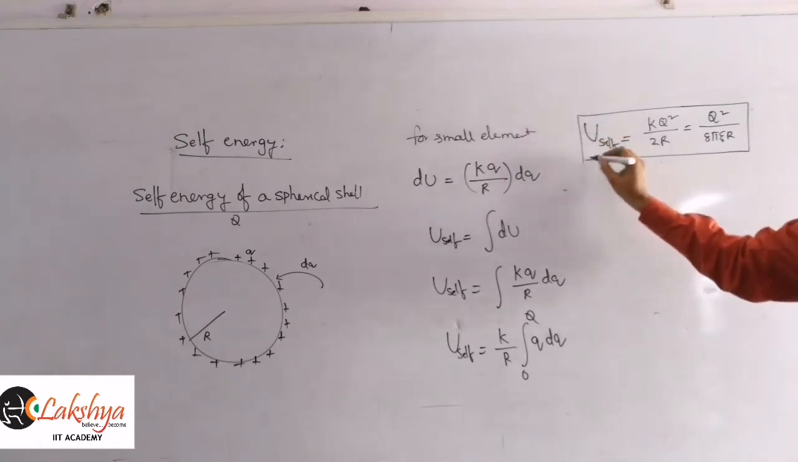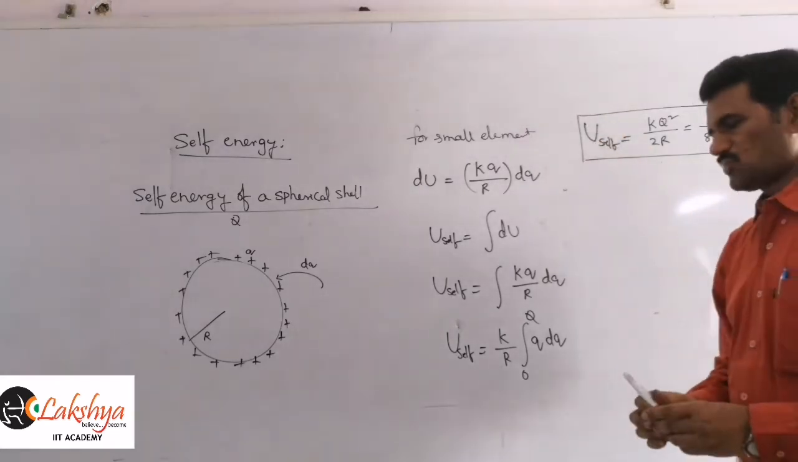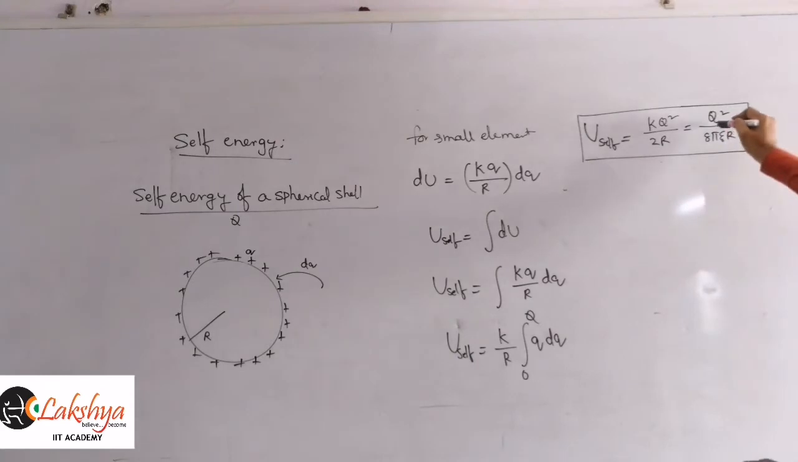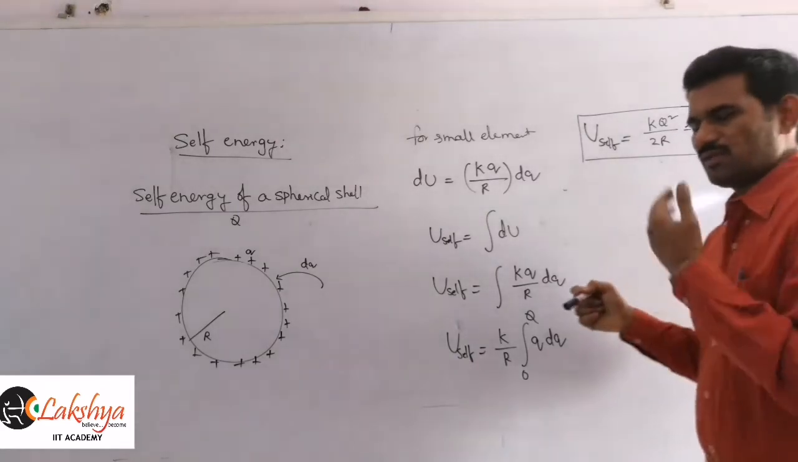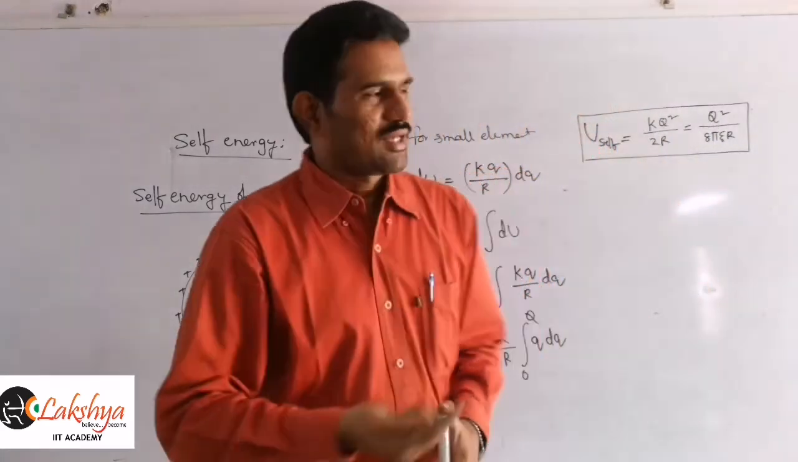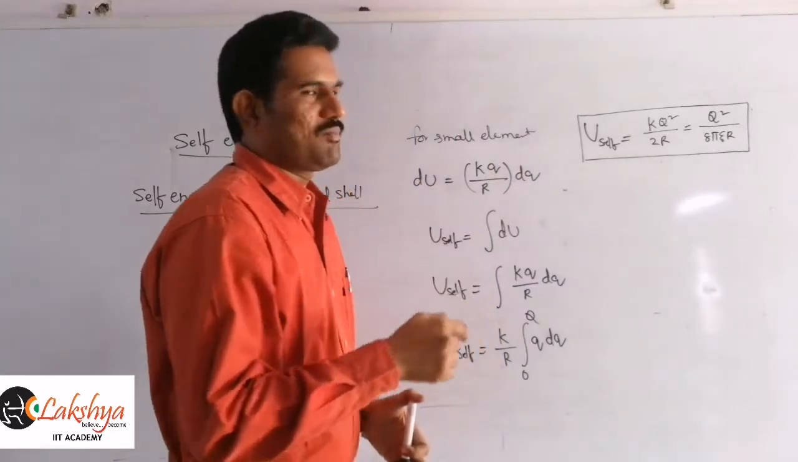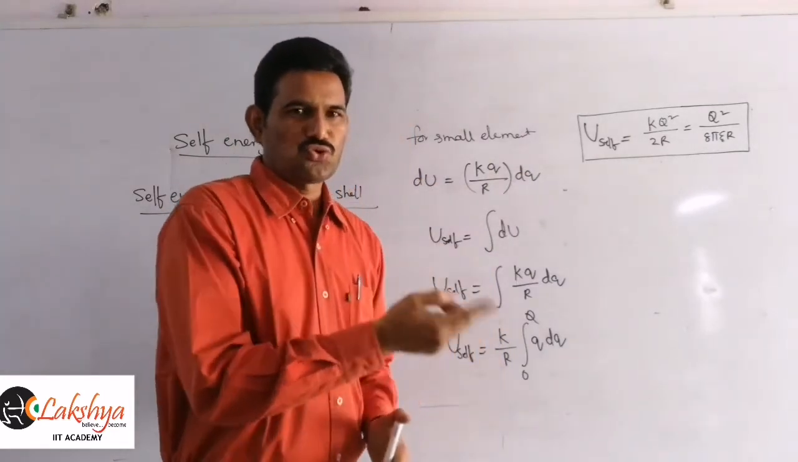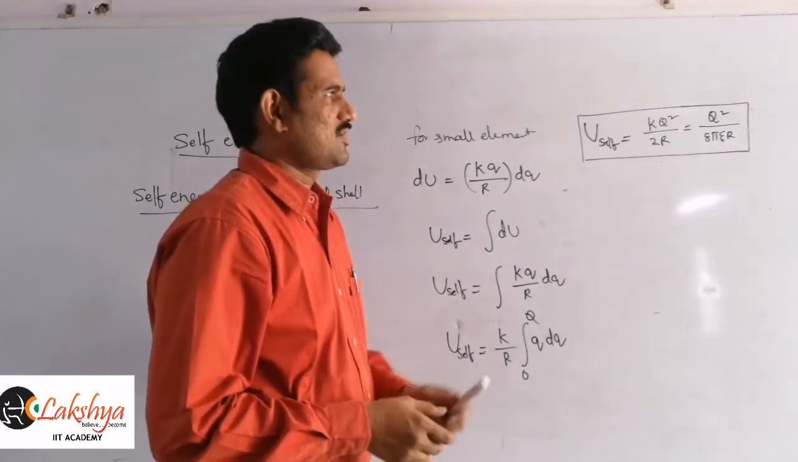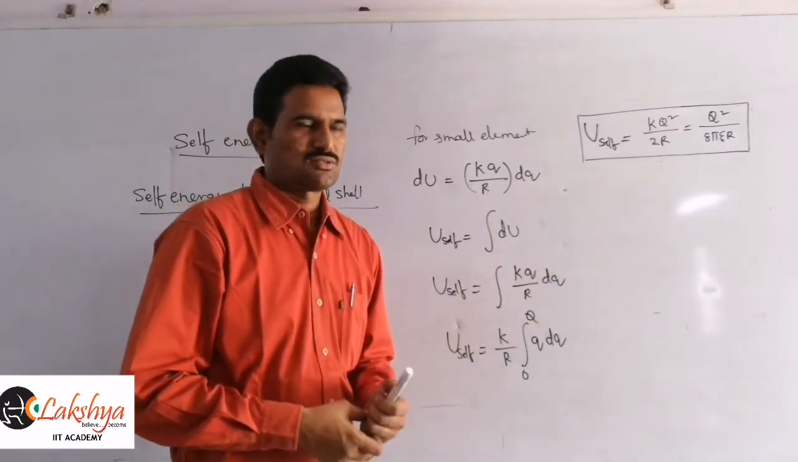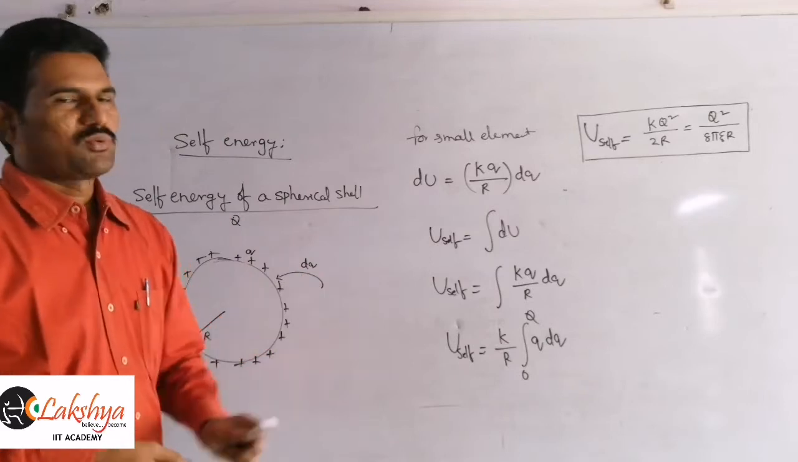So this will be the self energy of the spherical shell here, right? So we need to remember these expressions. The self energy of this expression can actually be derived in gravitation also. In gravitation, you will get GM square by 2R, and that will be negative energy in case of gravitation. So here you will get a positive energy.